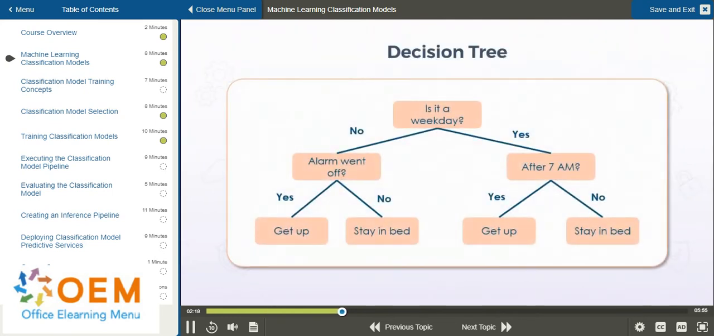Next, we have decision trees. A decision tree algorithm is pretty easy to wrap your head around. Each data point in an input dataset is analyzed individually, and depending on the characteristics of that data point, reaches a conclusion at the bottom of the tree.